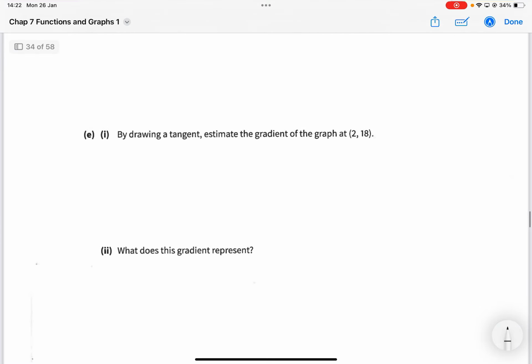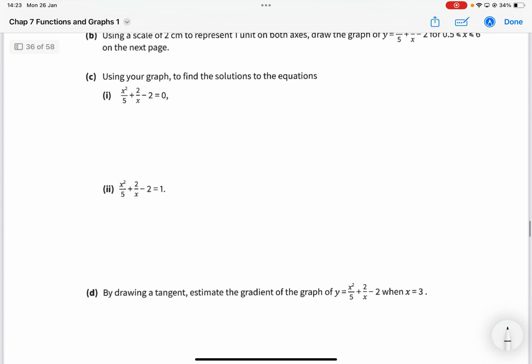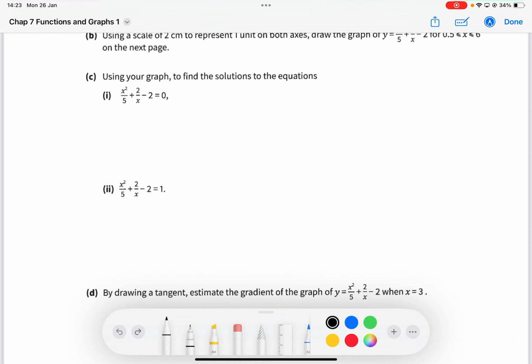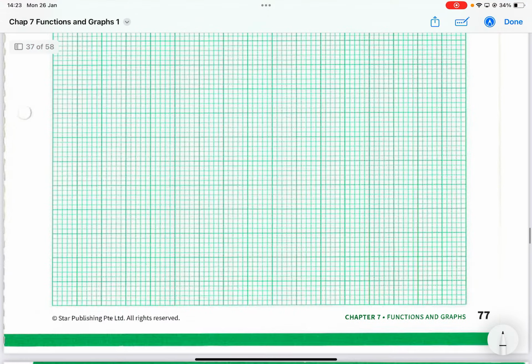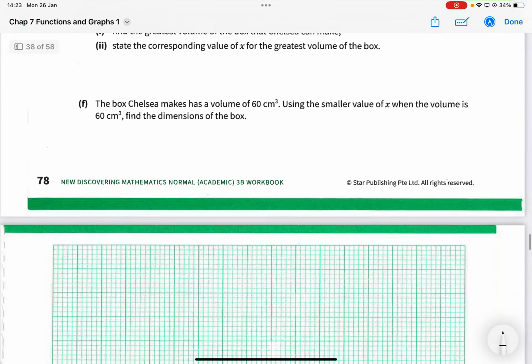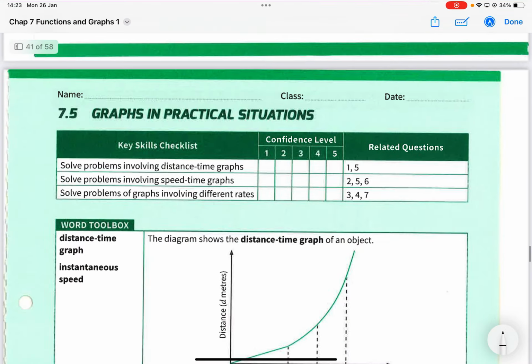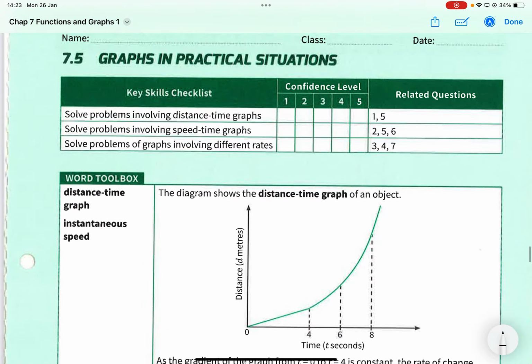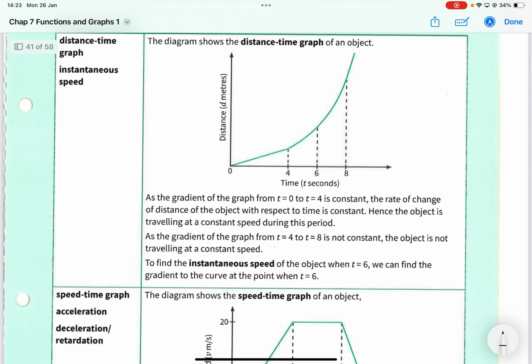Next lesson we move on to practical graphs: distance-time graph and speed-time graph. Then we will be done with this chapter. So by this week we should be able to finish your 3B already. Then next week we can start with Sec 4 work. The most important graphs will be your distance-time graph and your speed-time graph. So if you can, go back, read up on this one. Then tomorrow we go through.